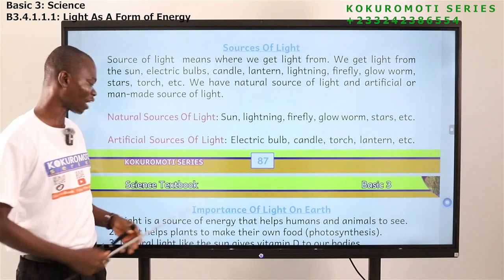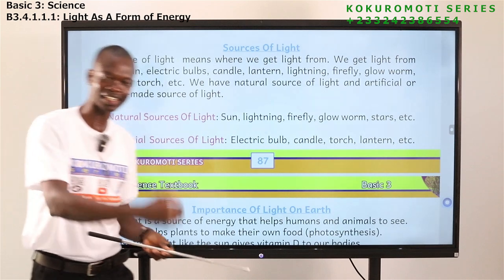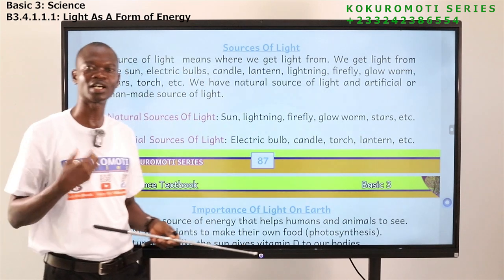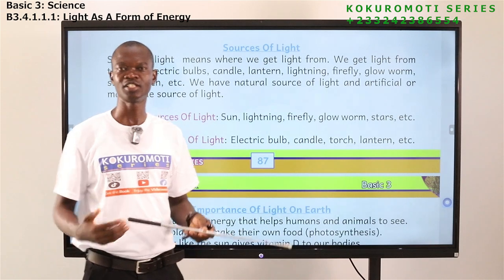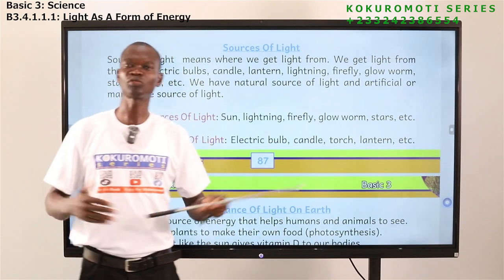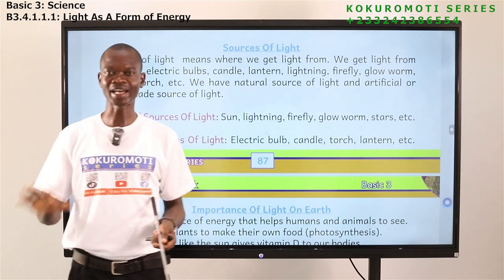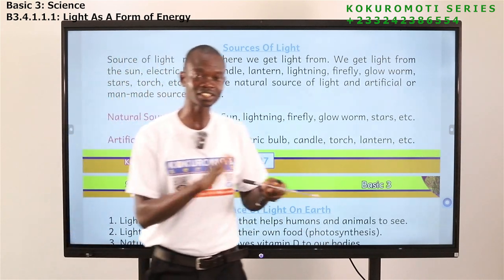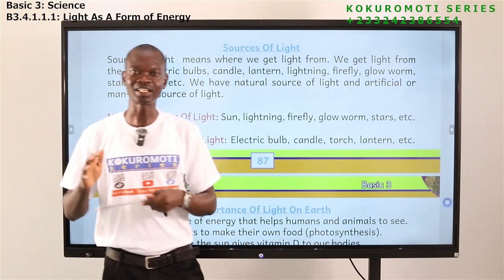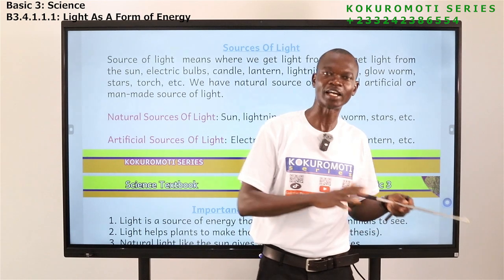So at this point, I want you to know that light is a form of what? Energy, because light helps us to do work. Light enables us to what? Perform so many things. So we are saying that light is a form of what? Energy. And there are different sources where we can get light. I said that we have natural sources of light and artificial sources of light. Natural sources of light are the ones that are made by nature or by God.